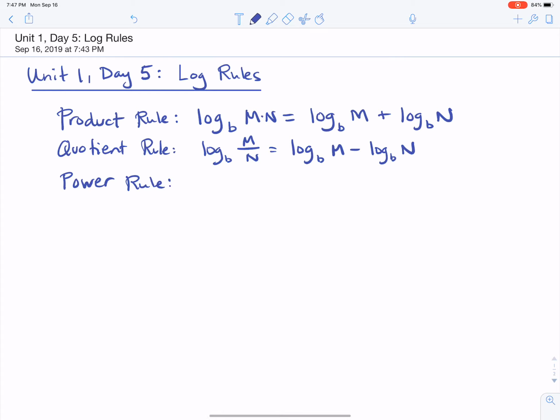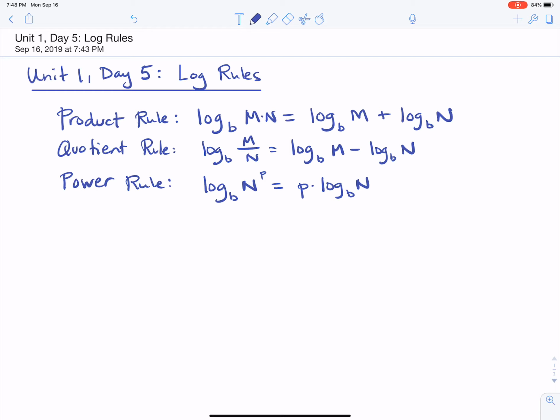The power rule, the last one, says if you have log base b of a number raised to a power, that you can rewrite that as the power times log base b of the number. We proved this one as well in our little investigation using some numbers. And the product rule helped us to prove that. All right, but if you want me to prove those with you, I'll be happy to go over them with you again. Just not in this video.